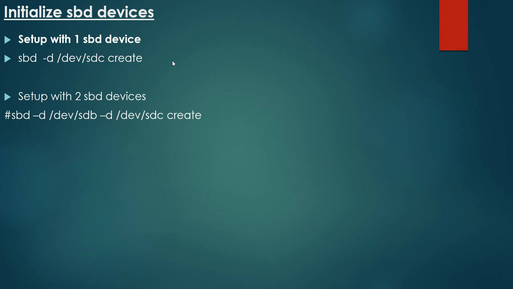The next slide is talking about initializing the SBD device, or how to create an SBD device. If you are using a single SBD device, you have to run this command, sbd -d and the disk, and you have to specify create. Once you run this, your SBD device will be created. And if you are going to use multiple disks to act as SBD devices, you can specify multiple disk names like this: -d /dev/sdb, -d again with your next disk name, and lastly you have to say create. Once you create your SBD, you're good.